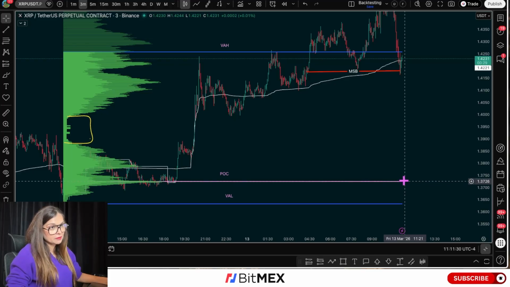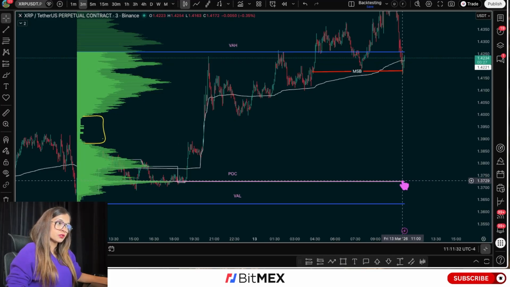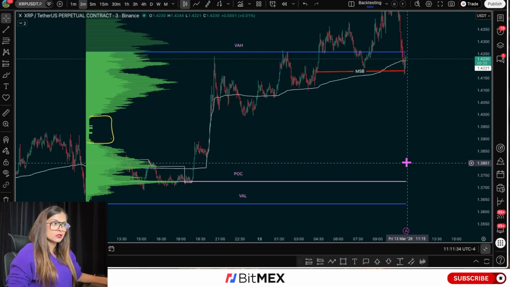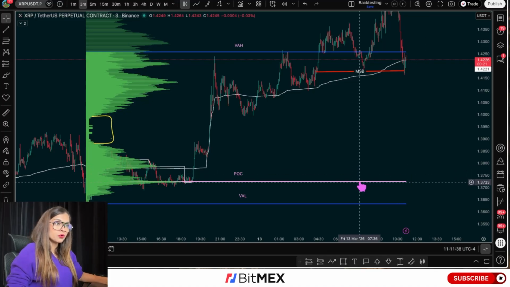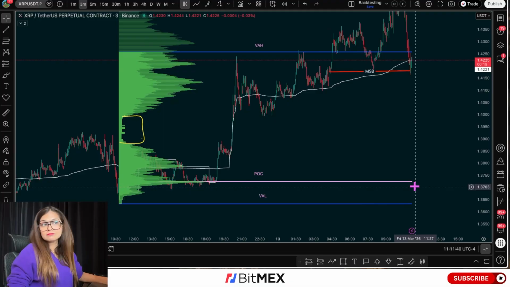which is over here. Now, if it goes back to the point of control and participants are looking for a lower fair value, okay, then that point of control will move lower.